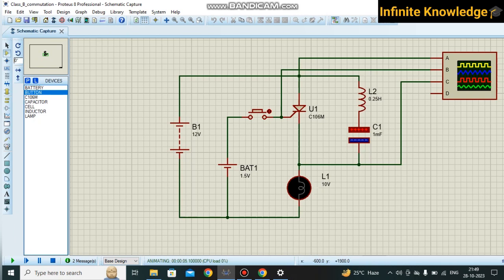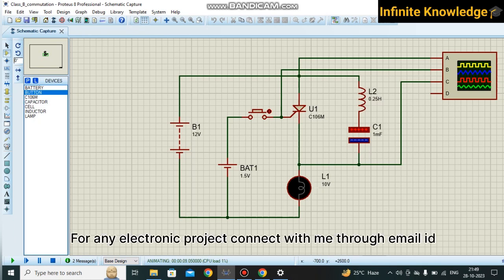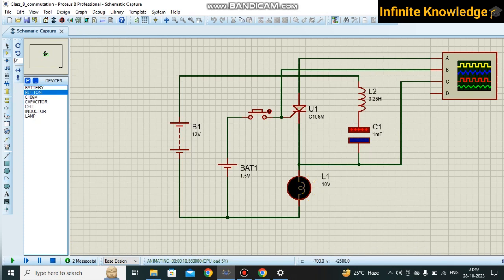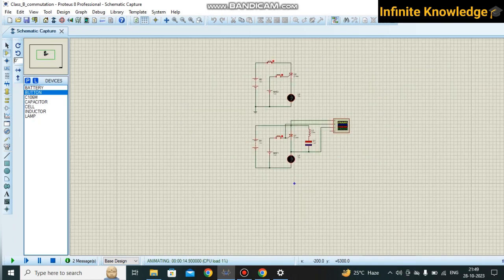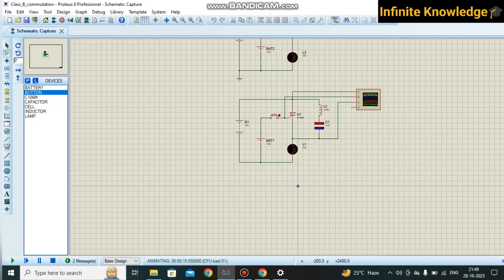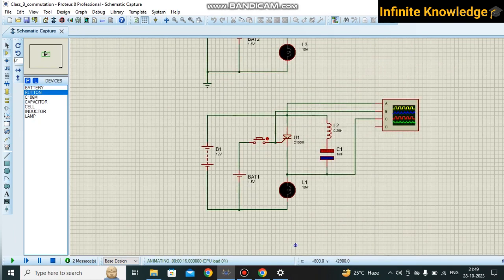But whenever I switch on the SCR, the current will flow from this direction for a specific time. Whenever my switch is pressed, our lamp gets on, and whenever I remove it, my lamp gets off. So you don't need any extra switch, because here I have used the commutation technique. How does this commutation technique work? It's very simple.